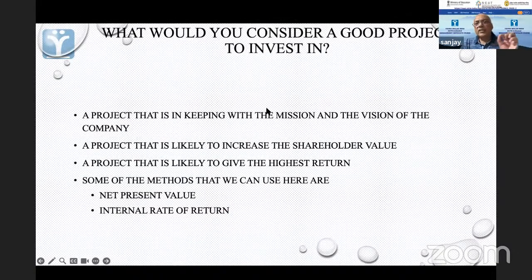Now, when you decide what sort of project you want, basically you're looking for a project that is in keeping with your mission and vision. You've decided to work in a particular space. You want to work in particular things in a particular industry, focus on particular projects. So the project that you have has to be in line with that. Then the second part is that whatever project you choose, it should result in wealth creation so that the shareholder value increases. So you're looking at a project that is likely to give you the highest return, and you can decide which project is giving you the highest return on the basis of, let's say, two of these methods which I'm giving you. These are classic methods which have been there right from the beginning, I think.